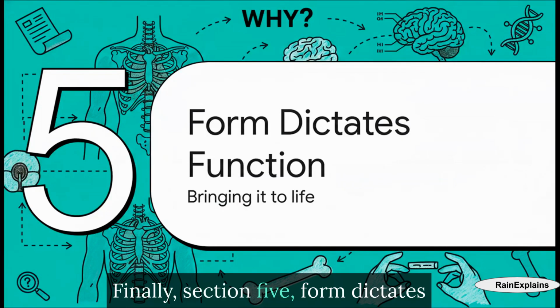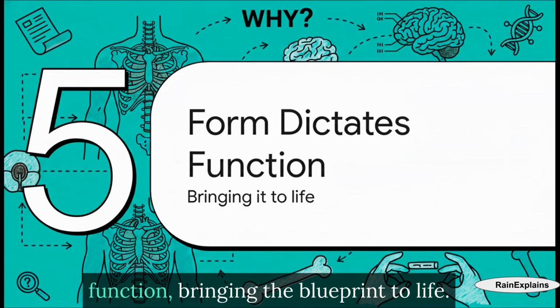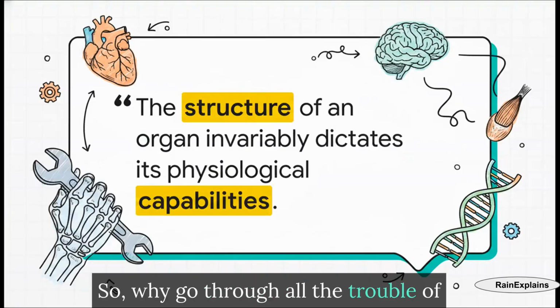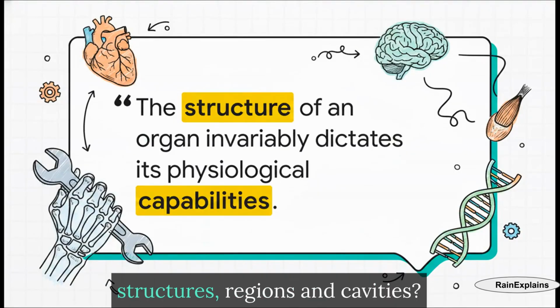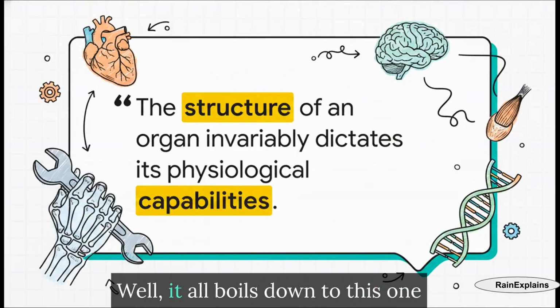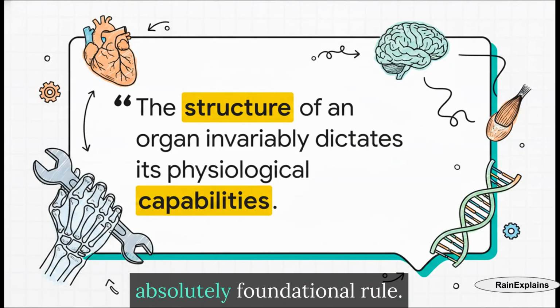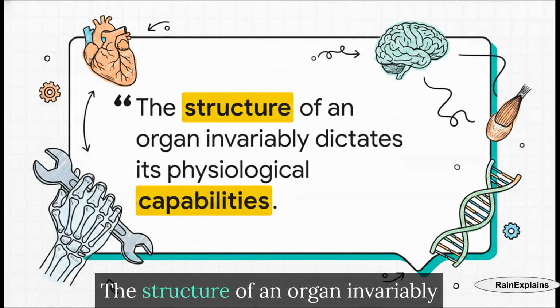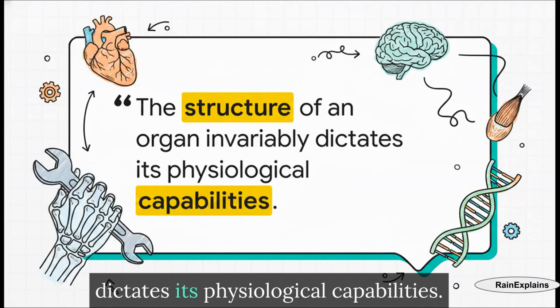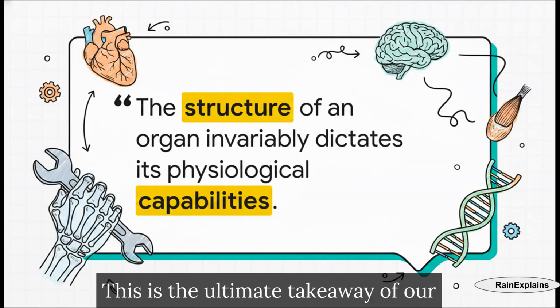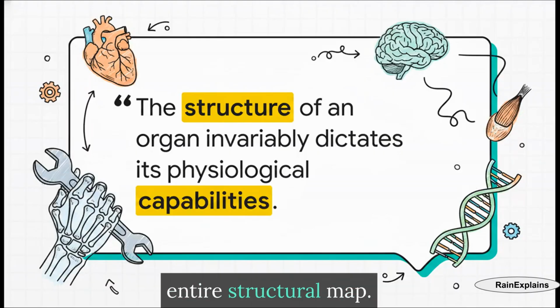Finally, Section 5. Form dictates function, bringing the blueprint to life. So why go through all the trouble of mapping out these macroscopic structures, regions, and cavities? Well, it all boils down to this one absolutely foundational rule. The structure of an organ invariably dictates its physiological capabilities. This is the ultimate takeaway of our entire structural map.